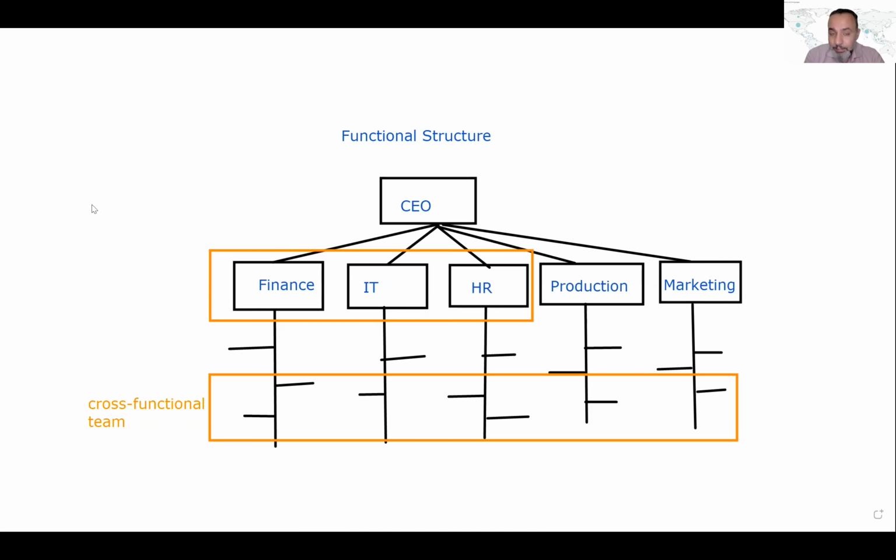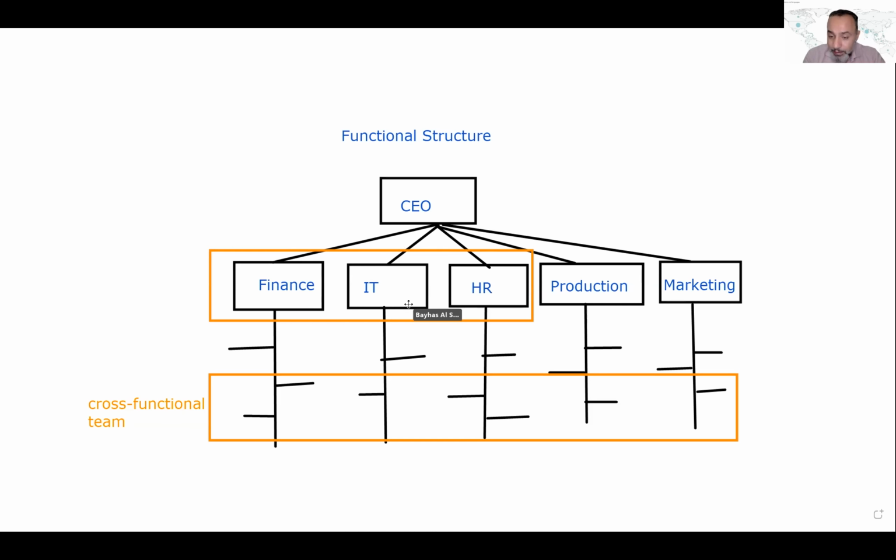This is number one. Number two, those are functional managers, right? They don't have the knowledge of project management. They don't have the experience of project management, right? Their experience is with their functions, right? This guy is expert in finance. This guy is expert in IT. This guy is expert in HR. So when we ask them to manage or to coordinate a project, they don't have the right background.